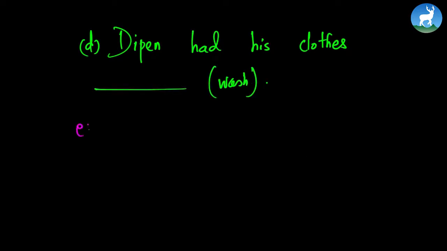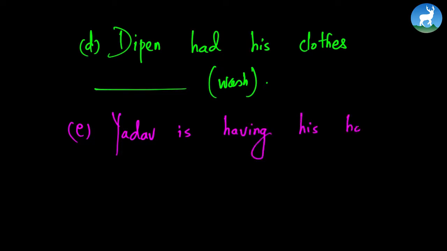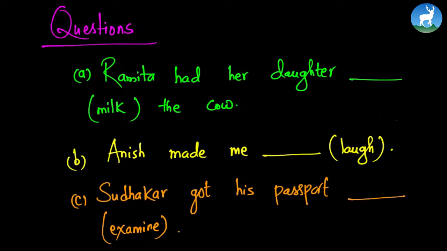Another example. Number E. Yadav is having his house blank space paint. So let's solve these 5 different questions. Here we are from the first one. Ramita had her daughter. So her daughter is the agent. Had plus agent. So we use V1. Ramita had her daughter milk the cow.